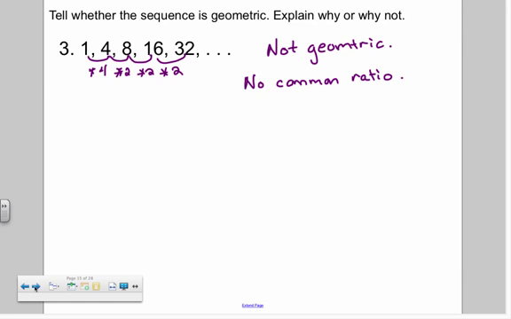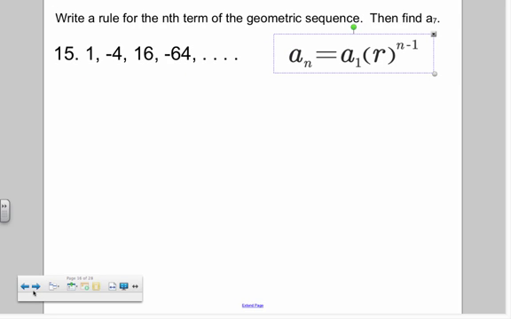Okay, let's move on to the next problem. Here it says write the rule for the nth term of the geometric sequence, then find the 7th term, a sub 7. So they're giving you a sequence, and they would like you to write the rule for the nth term. I wrote the general rule over here. A sub n, or my nth term, is the first term times the ratio to the n minus 1 power. So what we need to identify is the first term and the ratio. If I can get both of those, I can write the nth rule.